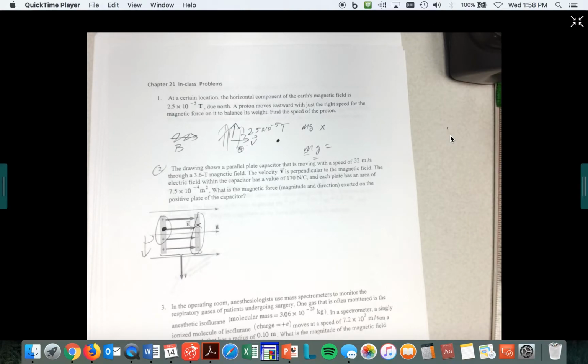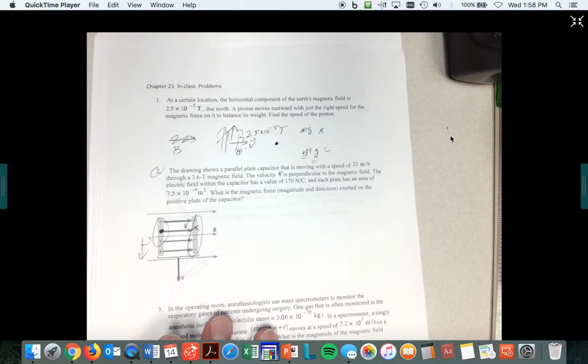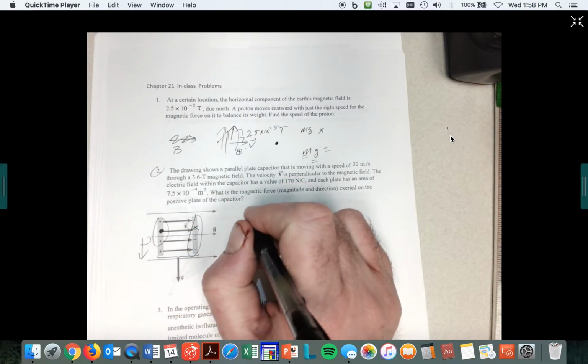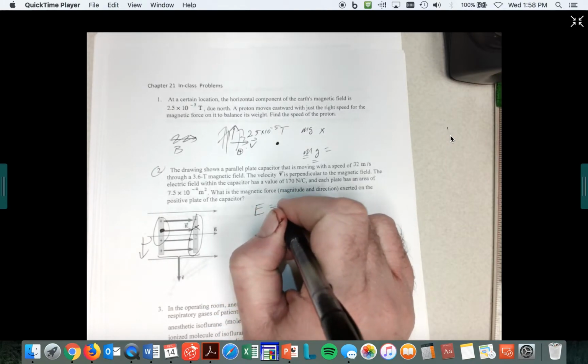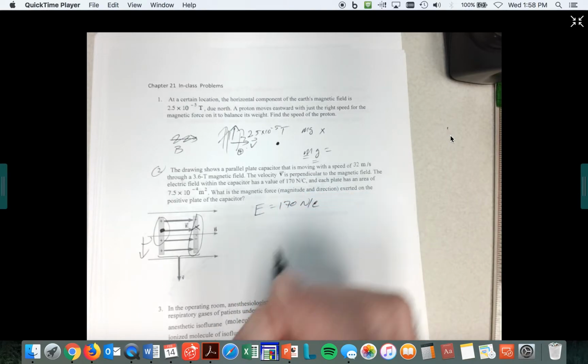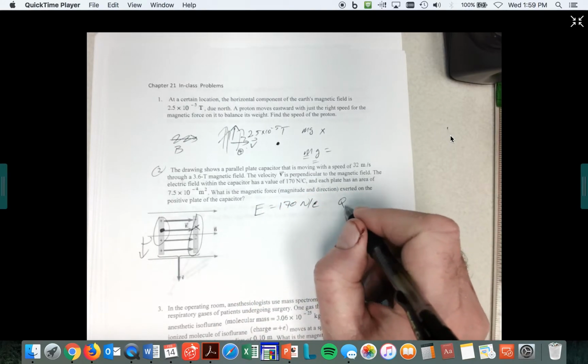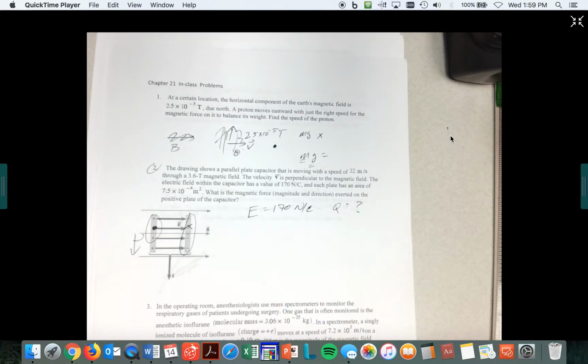But what do we have to do here? The electric field is equal to 170 newtons per coulomb. I've got to figure out what Q is. How do I find Q? It's kind of a review. Parallel plate capacitor, what do we know? Well, it's a uniform electric field.